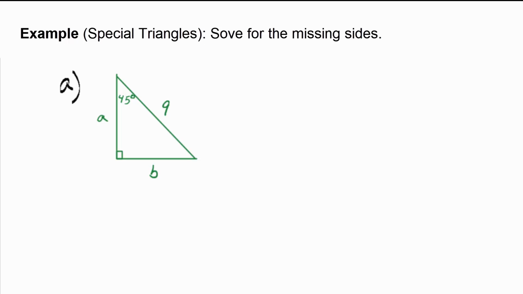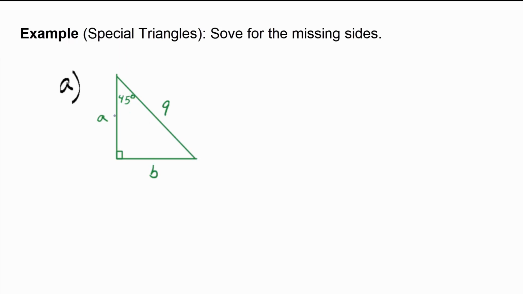Solve for the missing side, it says. In this triangle, notice what we don't have. It is a 90-degree triangle. It is a right triangle, but all we're given is the hypotenuse. It's 9 units long, right?